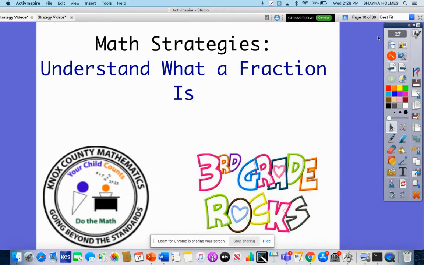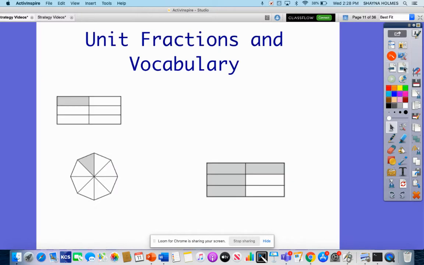Today's math strategy video is on understanding what a fraction is. Before we get started, we're going to talk a little bit about some vocabulary that's going to be really important for you to know. A fraction represents a piece of a whole. We have our whole numbers like 1, 2, 3, 4, and so on. A fraction is something that is not quite a whole. It's going to be a piece of it.